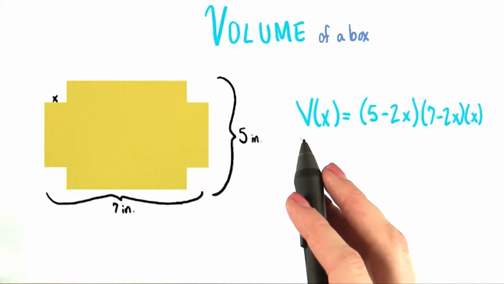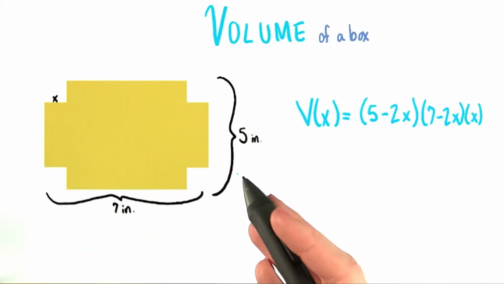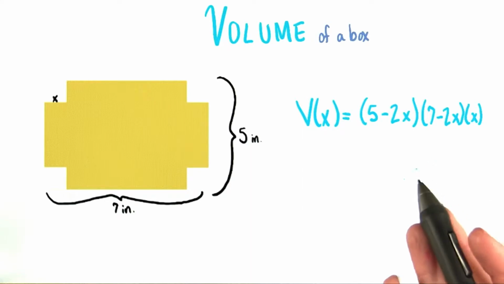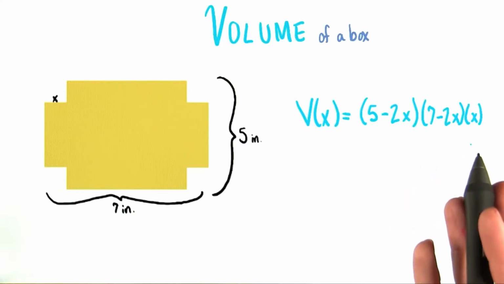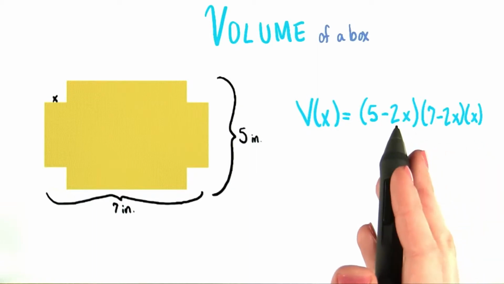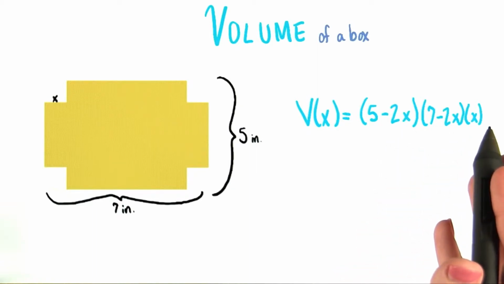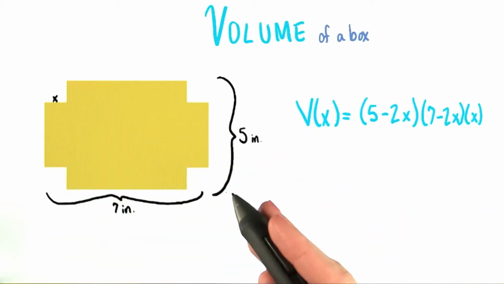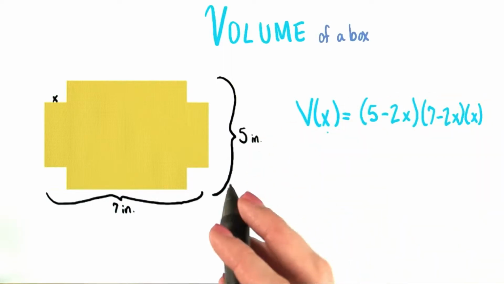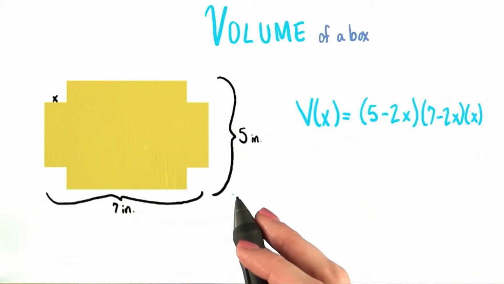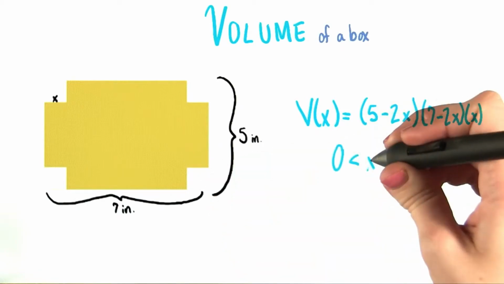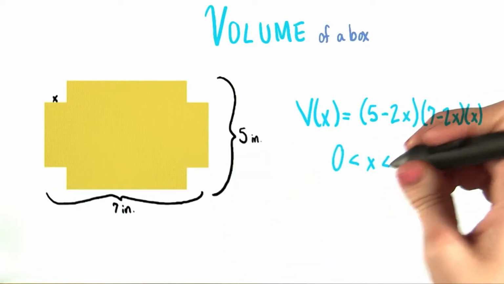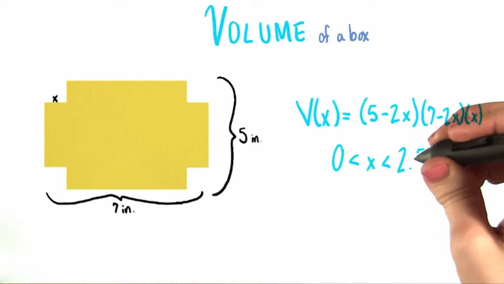Remember that the reason Athena is creating all of these box models in the first place is for her architecture internship. So that means that when she's discussing functions like this one, she's probably going to want to focus on the values of the domain that make sense in the physical situation she's discussing. We figured out before that if Athena wants to make sure that she's actually able to fold her piece of paper into a box, x should be greater than 0, but it should also be less than 2.5 inches.